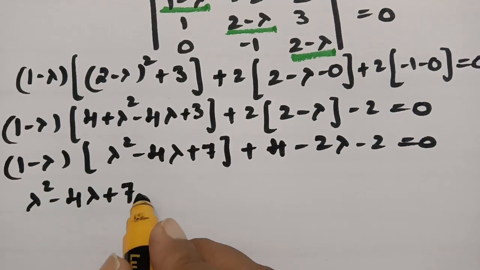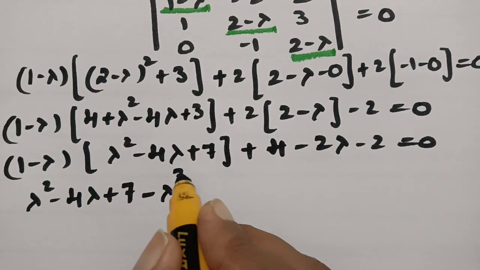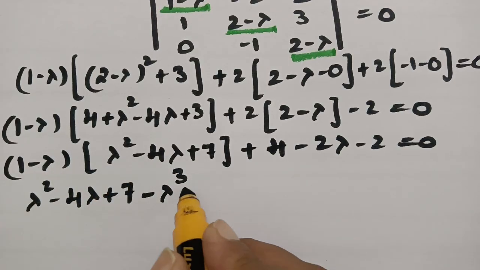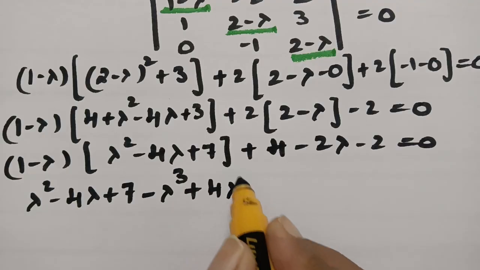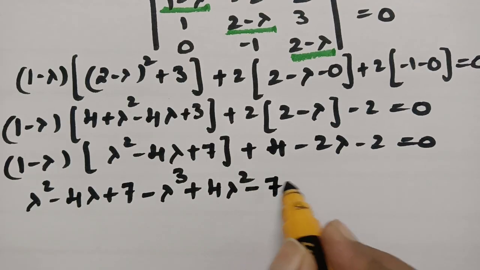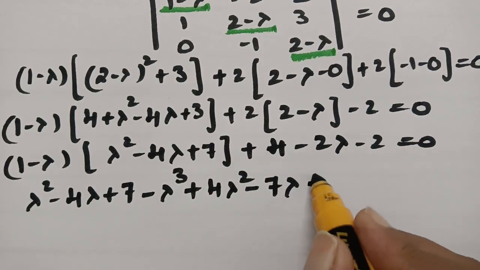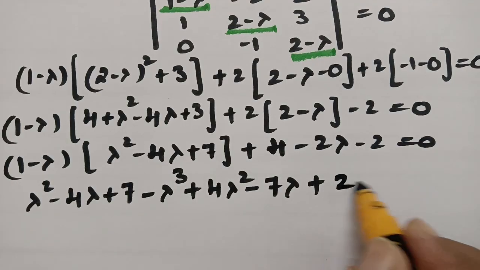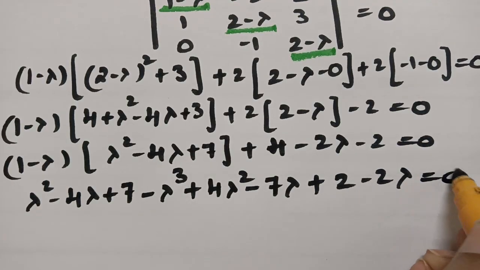And if I multiply with minus, this will be minus lambda cube. Minus into minus plus, this is 4 lambda square. This is minus 7 lambda. So this is 4 minus 2, this is plus 2 minus 2 lambda is equal to 0.